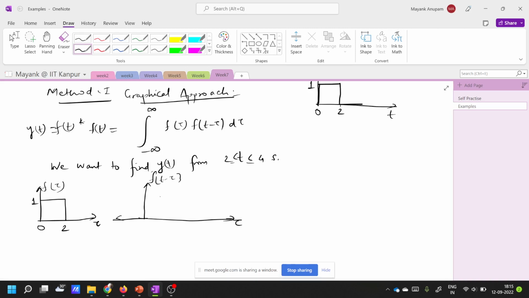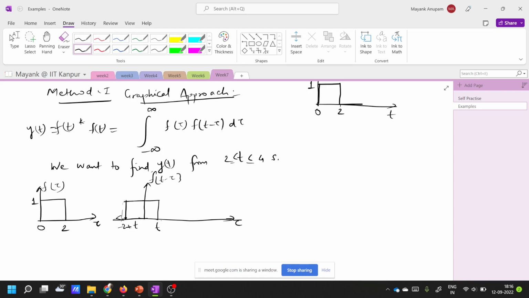How will it look? First, what you have to do? First, you have to find out f of minus tau, right? So f of tau looks like this. f of minus tau will look how? It will be starting from minus 2 to 0, correct? And in that you have to shift it again by t. So it should be starting from minus 2 plus t to t.